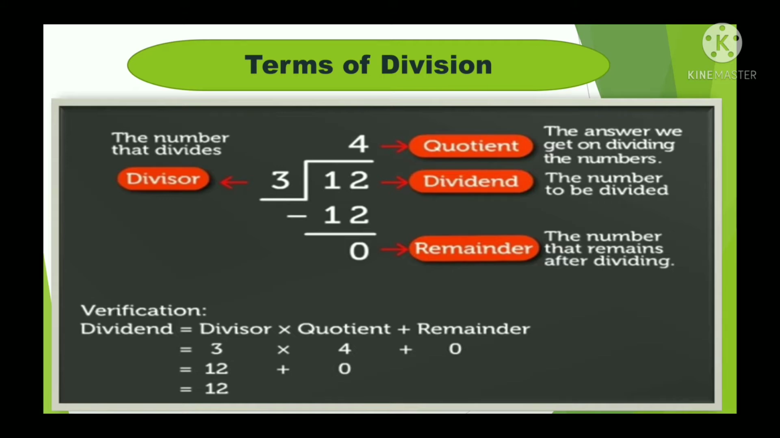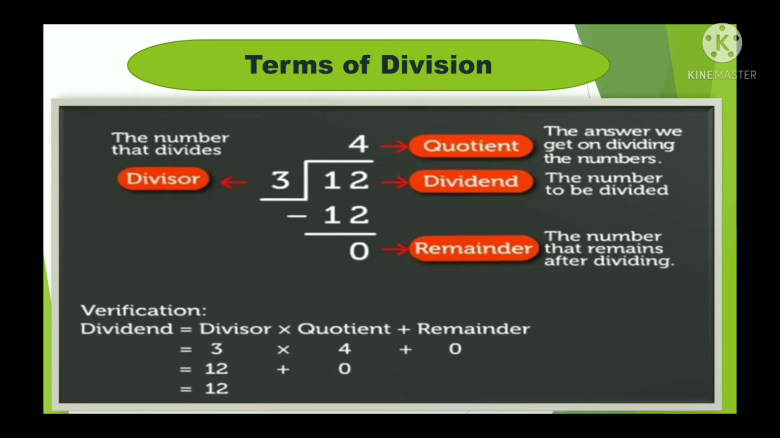So, students, there are four terms of division: divisor, dividend, quotient, and remainder. You must be thinking, what are these terms? Divisor is the number that divides, dividend is the number to be divided, quotient is the answer of the division, and remainder is the number left after dividing.